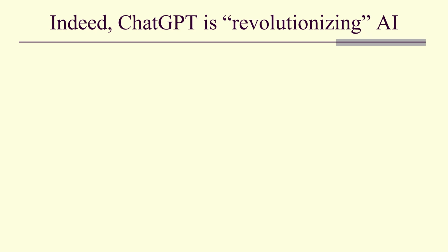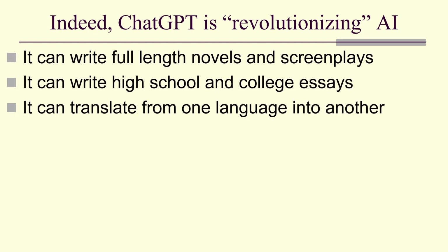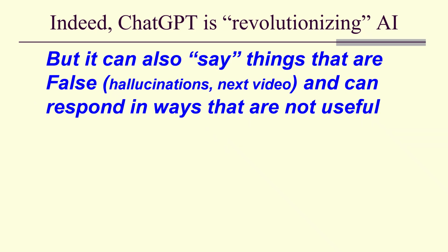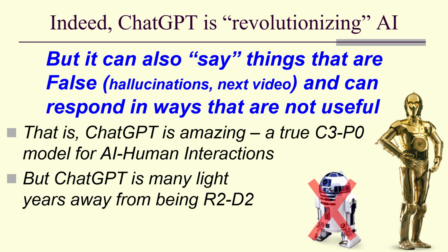Indeed, ChatGPT is revolutionary. It can write full-length novels and screenplays, high school and college essays, translate from one language to another. But it also can say things that are false, known as hallucinations, and it can respond in ways that are just not useful. That is, ChatGPT is amazing, a true C3PO model for AI-human interactions, but it's many light years away from being R2-D2.